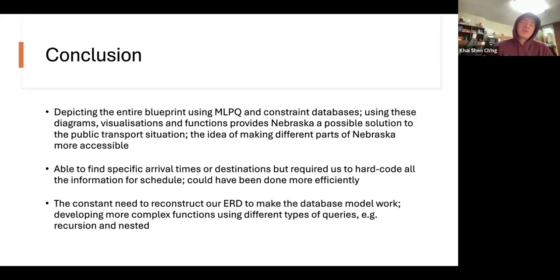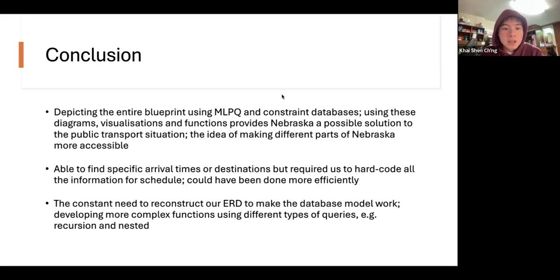All right, and to conclude our presentation, these are some of our final takeaways. What we found really enjoyable with our project was we were able to depict the entire blueprint of our light rail transit using MLPQ and the constraint databases. And we just thought that overall, by using the entity relationship diagrams, relational database schema, all the visualizations, and all the implemented functions, we were able to provide Nebraska with a possible solution to our public transport situation right now. And just the idea of being able to make Nebraska more accessible, that was kind of fun.